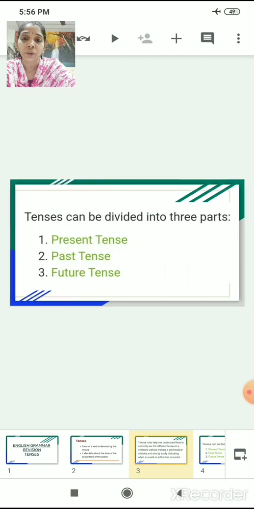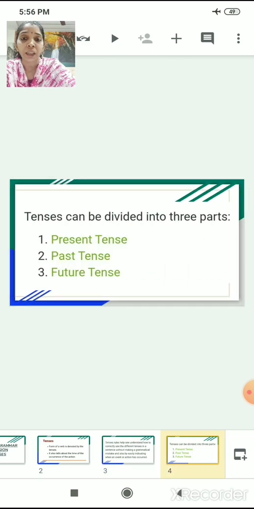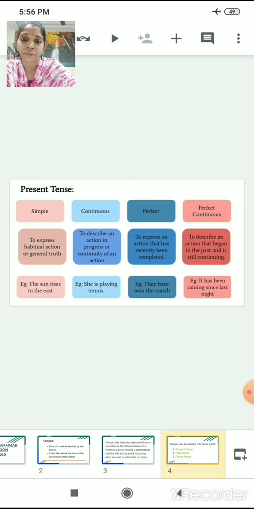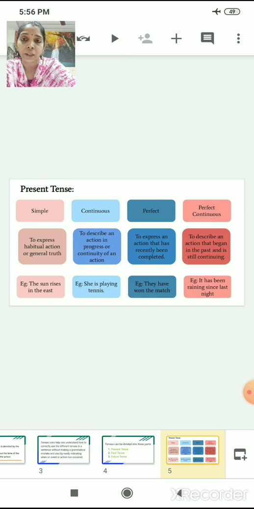Alright, so tenses can be divided into three parts. There are three types of tenses which are further divided into four kinds each. So let us learn each of them. Present tense. Now present tense, as I mentioned earlier, is further divided into four kinds: simple present tense, present continuous tense, present perfect tense, and present perfect continuous.